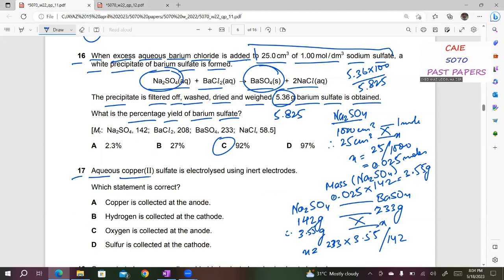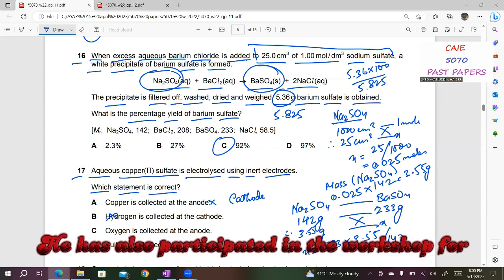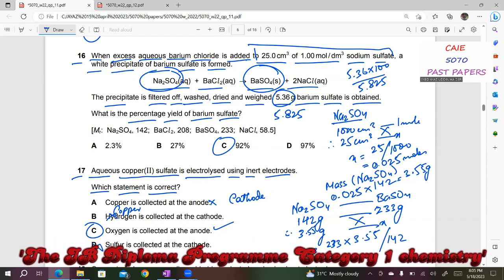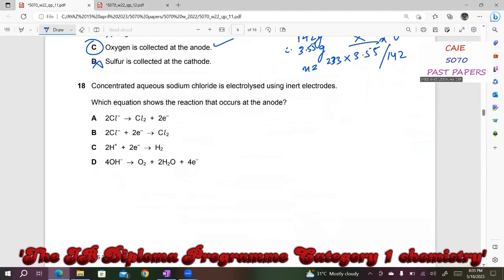Number 17. Aqueous copper(II) sulfate is electrolyzed using inert electrodes. Which statement is correct? A, copper is collected at the anode. It's not collected at the anode, it's collected at the cathode. B, hydrogen is collected at the cathode. We will not get hydrogen at the cathode, we will get copper at the cathode. So this is also wrong. C, oxygen is collected at the anode. This statement is correct. Last one, sulfur is collected at the cathode. This is also wrong. So C will be the right answer for question number 17.